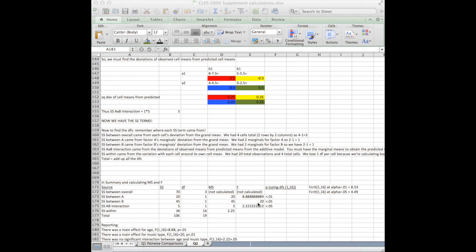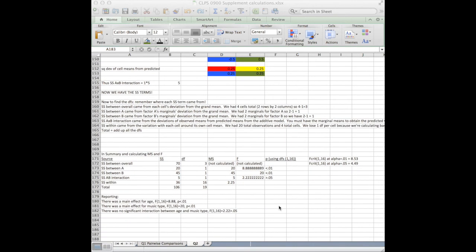Same thing here. You see that you have F equals 20 and you've surpassed F critical at the 0.01 level, and that gives you P is less than 0.01. But notice that for this interaction term that we calculated, the F test does not yield a significant result. So we have an F observed of 2.22, but at 0.05, we need an F critical of 4.49. So therefore, P is greater than 0.05 and is not significant.